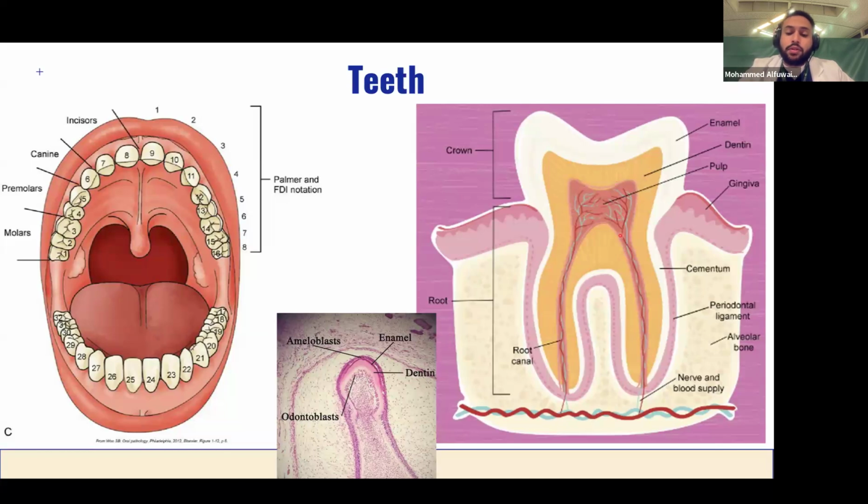Now, how does the tooth itself, the root, connect to the bone? Firstly, from the root, we have structures such as the cementum and the periodontal ligament, which will attach to the alveolar bone. These are three layers that are very important.